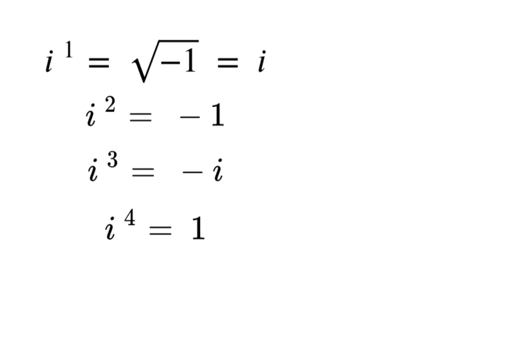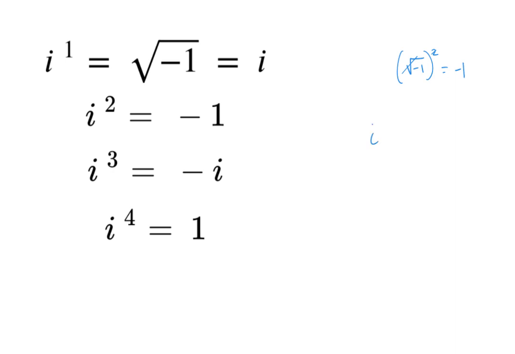Well, we know that i is the square root of -1. If we square that, the square and the root cancel, and we get -1. That's why i squared is -1. i to the third power is -i. We could come up with that too.